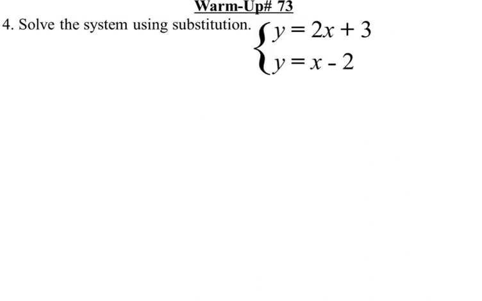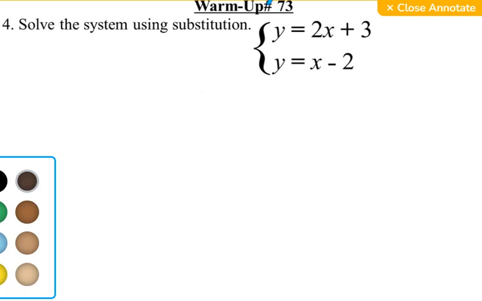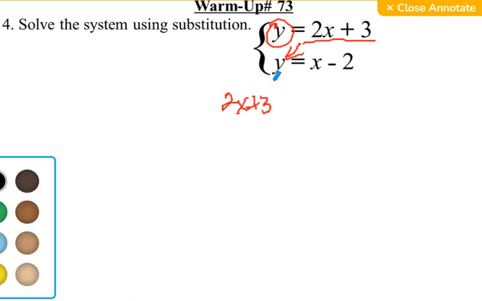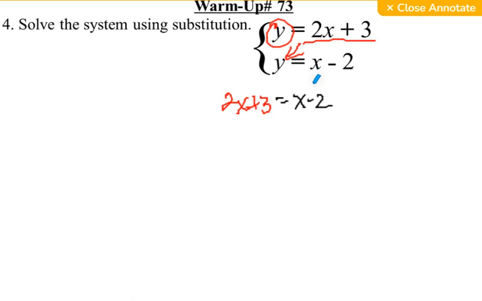All right. And the last one. Substitution. I'm going to go a little bit faster on this one just for the sake of time. The first one, y is equal to 2x plus 3. So for the second, instead of writing y there, I'm going to write 2x plus 3. And then we set that equal to x minus 2. Get all variables to one side, so I subtract x.